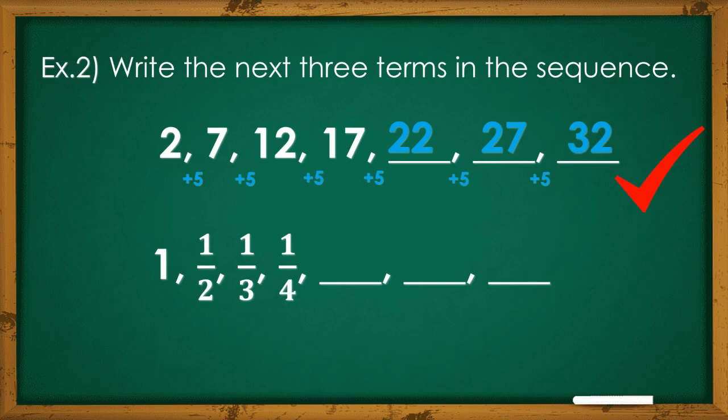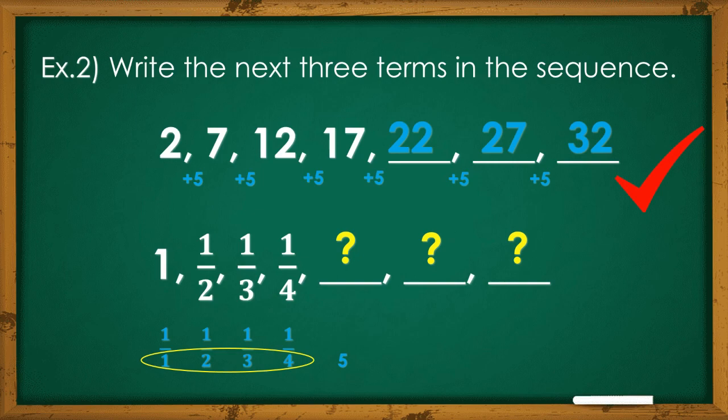Isulat natin ang 1 o yung first term ng given sequence as a fraction para makuha natin yung mga nawawalang terms. Tingnan na meron tayong pare-parehas na numerator pero yung denominator natin ay consecutive numbers from 1 to 4. So ano yung sunod sa 4? Tama, 5. That's why our next term is 1/5. Ano yung sunod sa 5? 6. Kaya yung next term natin ay 1/6. And syempre, yung last term natin ay 1/7.